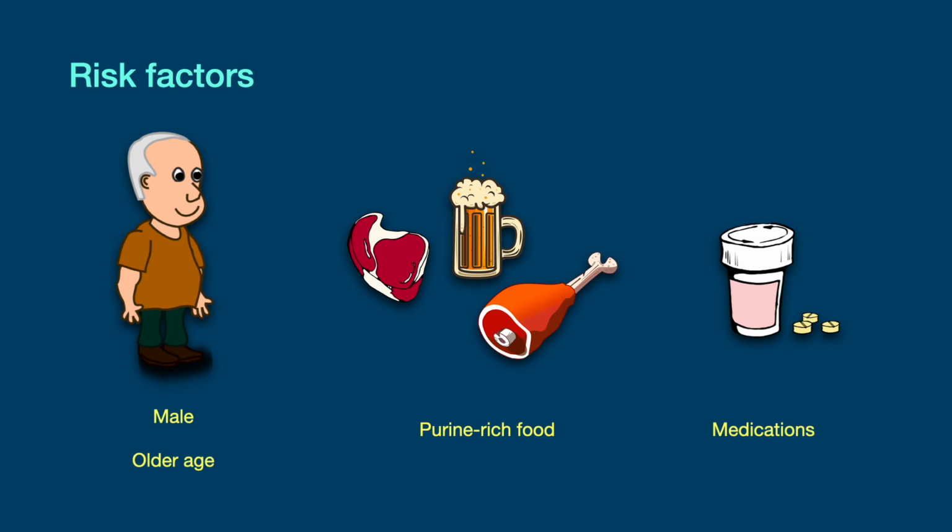Next would be age. The risk increases with age, and most commonly the first attack appears between ages 30 to 50. The next important factor is diet, which is high in purine. These foods are meat, alcohol, and fructose-containing foods. Increased purine levels lead to increased uric acid production in the body as purine is metabolized to uric acid. Certain medications are also associated with increased risk of gout, and these are loop diuretics, thiazide diuretics, pyrazinamide, and low-dose aspirin.